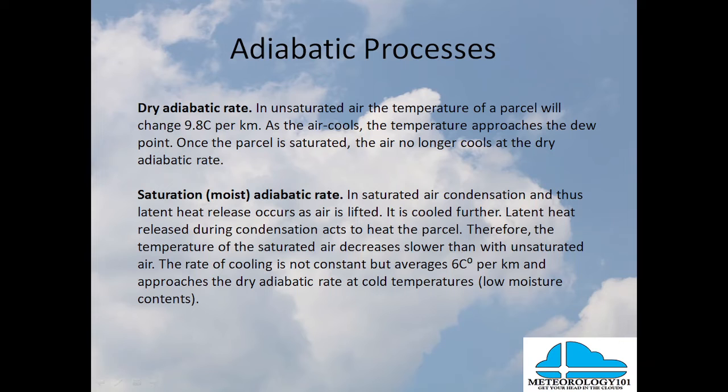Therefore, the temperature of the saturated air decreases slower than with unsaturated air. The rate of cooling is not constant, but averages 6 degrees Celsius per kilometer and approaches the dry adiabatic rate at cold temperatures, low moisture content. So colder air holds less moisture, so it's a lower moisture content. So the rate of cooling is approximately 6 degrees per kilometer.